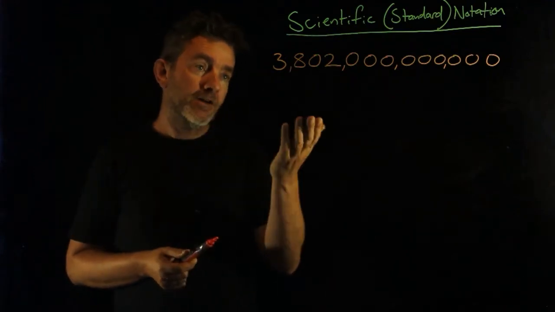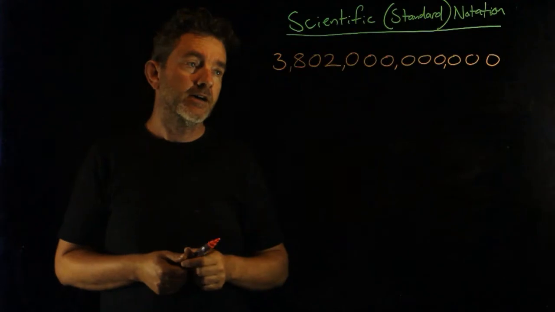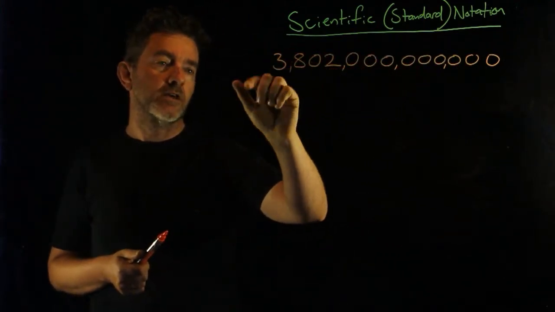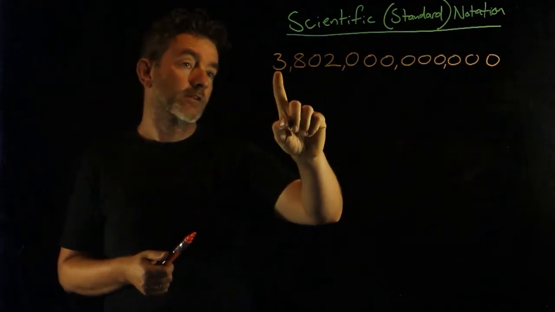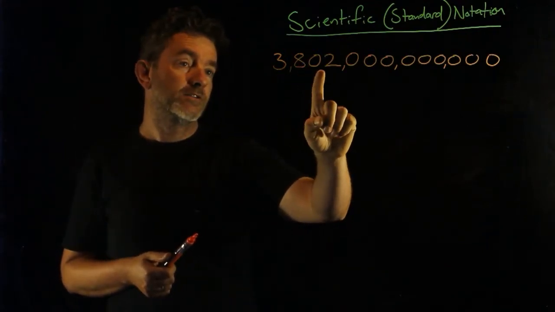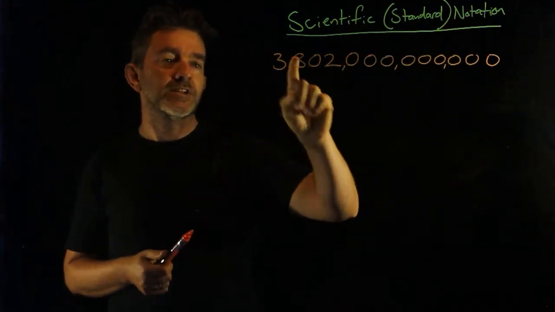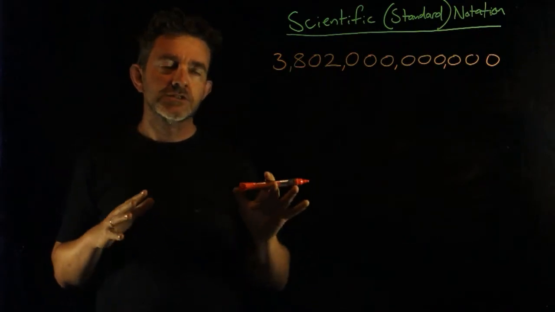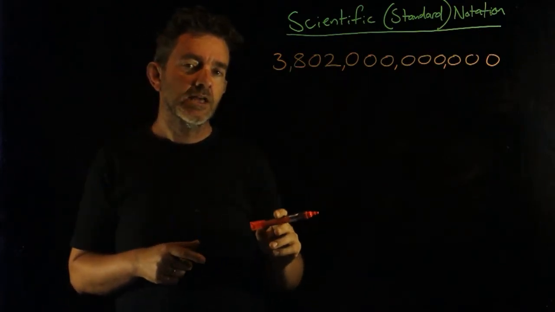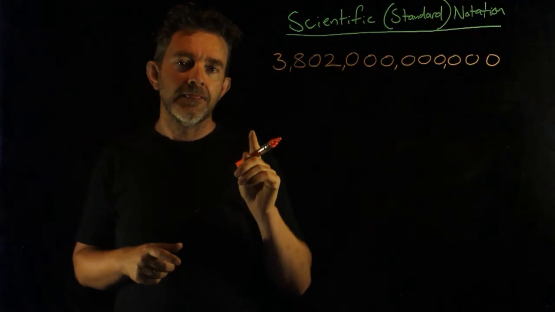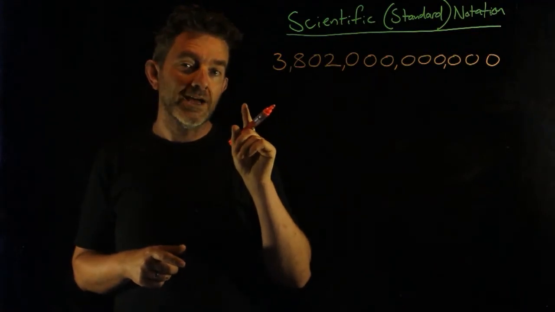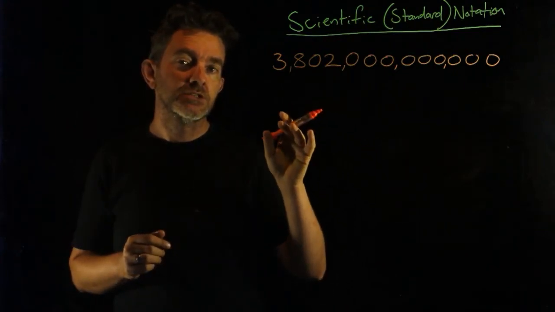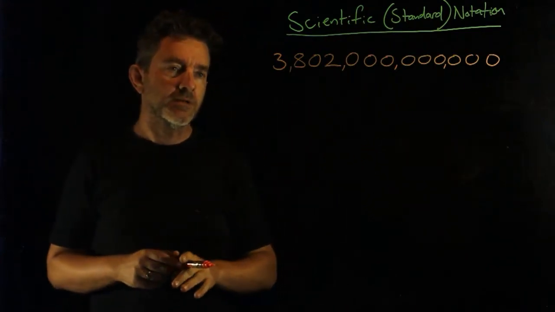So, for example, here I've got a big number. That's the thousands, millions, billions, trillions. So this is 3,802 billion. A really big number. Now, if I want to change that into scientific notation, I need to make it into a number that has just one digit, then a decimal point, then everything else coming after it, to a power of 10. And I'll show you what I mean by that.